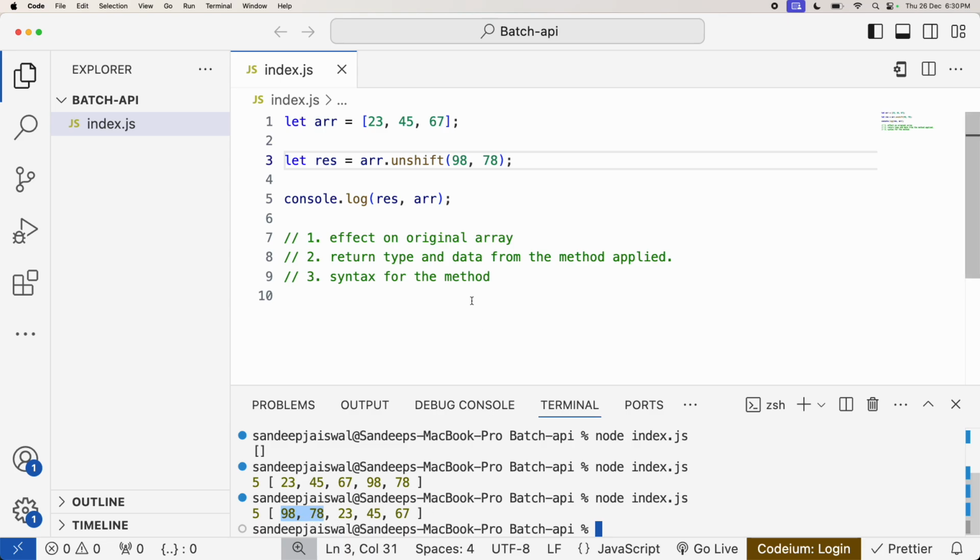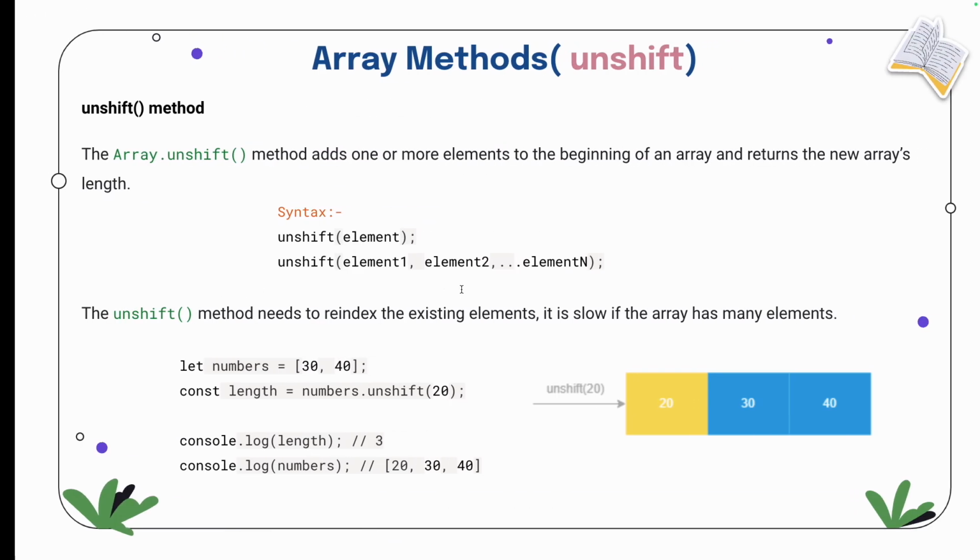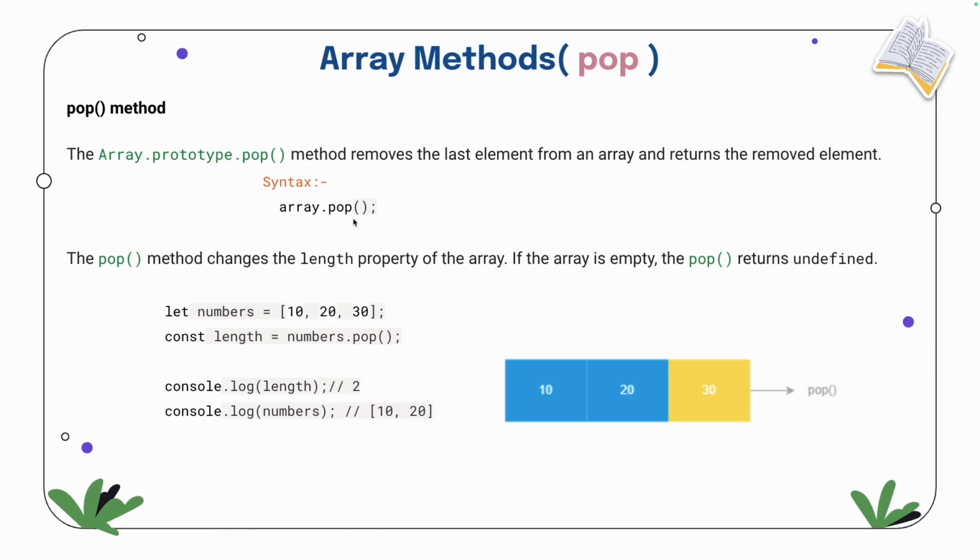Okay, so now we understood how to add an element from the first and how to add an element from the last. Next we are going to see how to delete an element from the first and last. So we have the pop method.